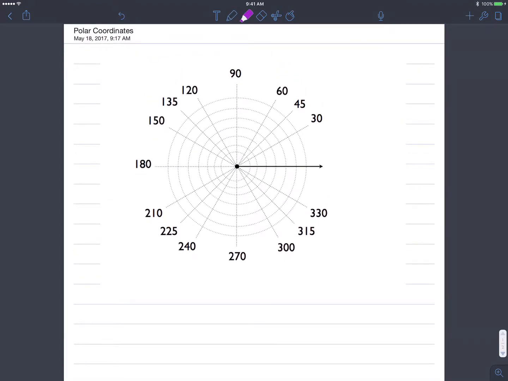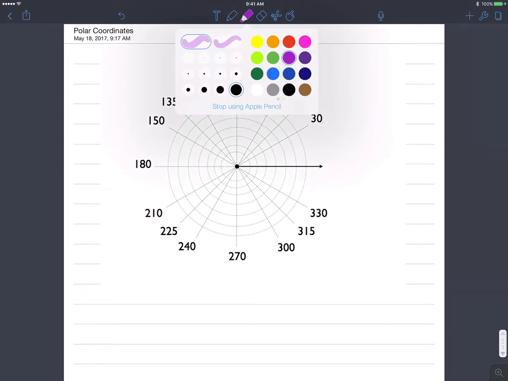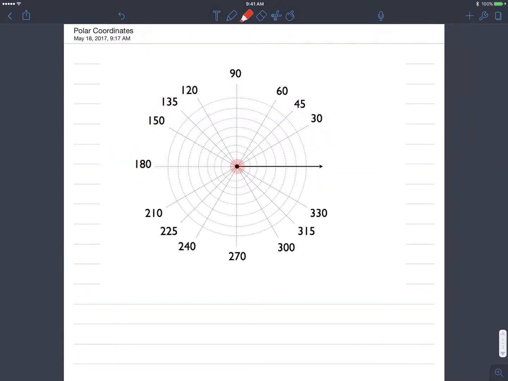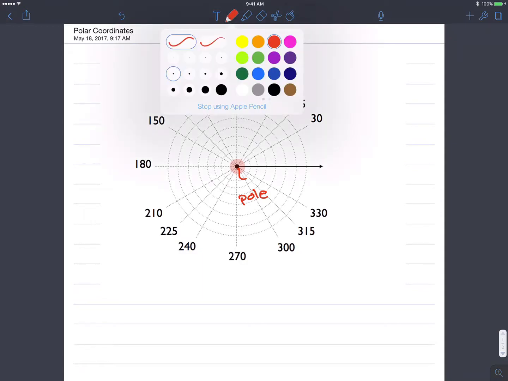Okay, I want to tell you guys about this point, let's change that to red. This is your origin, okay? And that origin is called your pole. So I want to notate what this is. This is the pole, kind of like the North Pole. It's a pole.